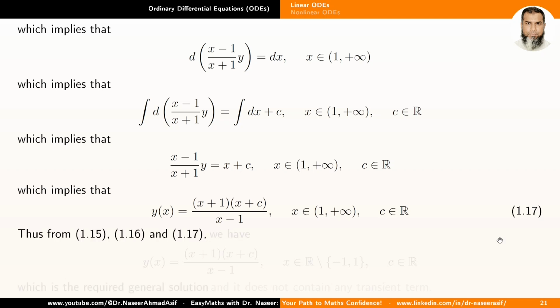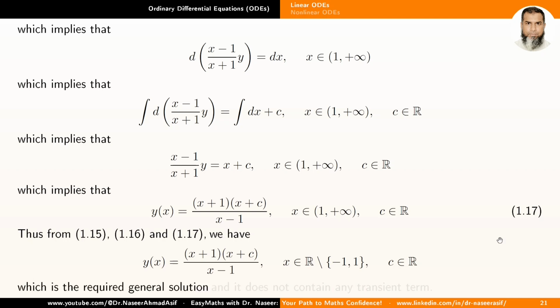Thus, from equations 1.15, 1.16 and 1.17 we have y of x equals (x plus 1)(x plus c)/(x minus 1), where x belongs to R other than minus 1, 1 and c is an arbitrary constant, which is the required general solution and it does not contain any transient term.